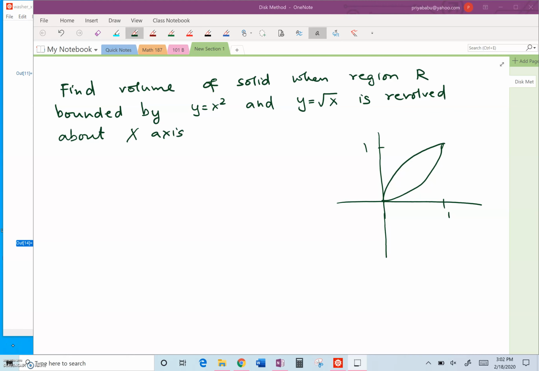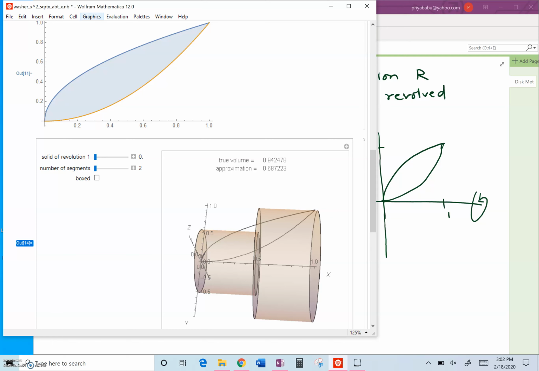We have to find the volume of a solid when the region R is rotated about the x-axis. So it's going to be rotated about the x-axis like this, and this is the region bounded by the two functions. Alright, so we're going to see a demo first and then come back to this problem. So what we have here is the region R, and this region R is going to be rotated about the x-axis, and then this blue area will form the solid.